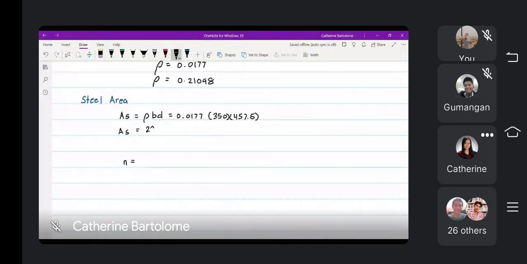2834.83. So 2834.83 divided by the area of bar, 28 squared. Okay. Ilan to?